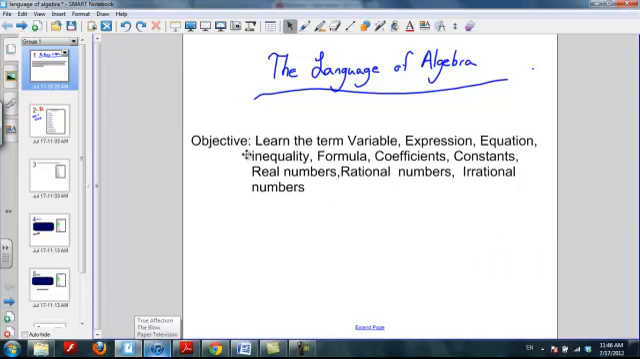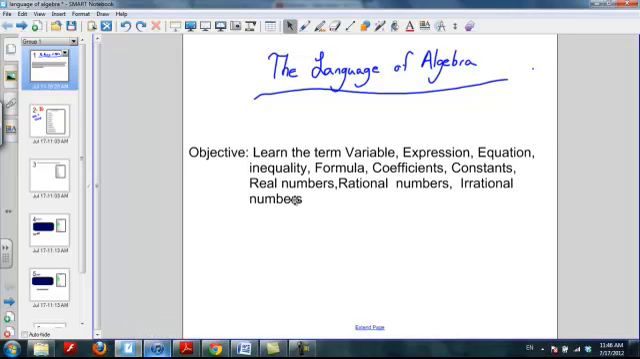And let's start off looking at some vocabulary we'll need for our algebra class. So this is the objective. We're going to learn the terms variable, expression, equation, inequality, formula, coefficients, constants, real numbers, rational numbers, and irrational numbers. Seems like a lot, but a lot of these terms are reviewed from your algebra class.